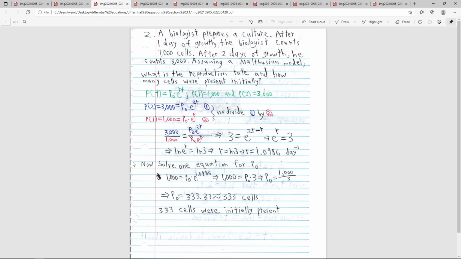Now all we have to do is find the initial population. So we just solve one equation for P0. So 1,000 equals P0 times e to the 1.0986, because it's just 1 times that, it's e to the r. We know e to the r is just 3, so 1,000 equals P0 times 3. We divide both sides by 3, and we get P0 equals 333.33, which is about 333 cells. So 333 cells were initially present.